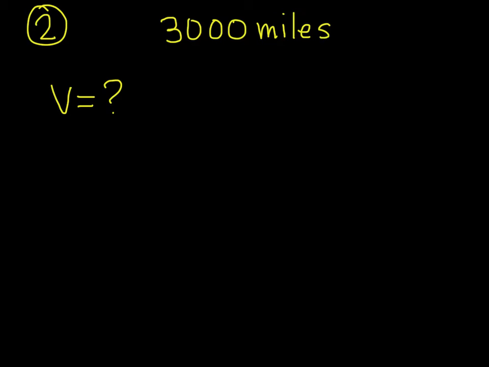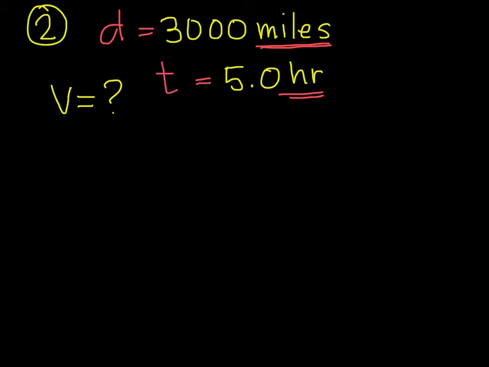All right, let's look at number 2. It says, what is the velocity? So it's asking us, what is the velocity of a plane that traveled 3,000 miles from New York to California in 5.0 hours? Okay, so what is it that we're measuring when we say miles? We're measuring distance. And what is it that we're measuring when we say hours? Well, that's time. So here are my givens.